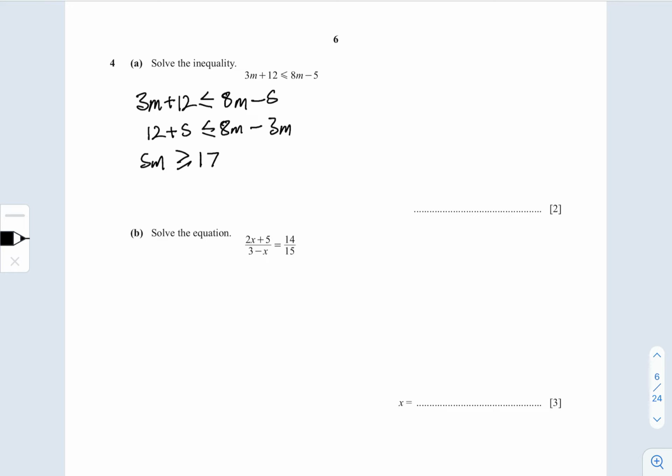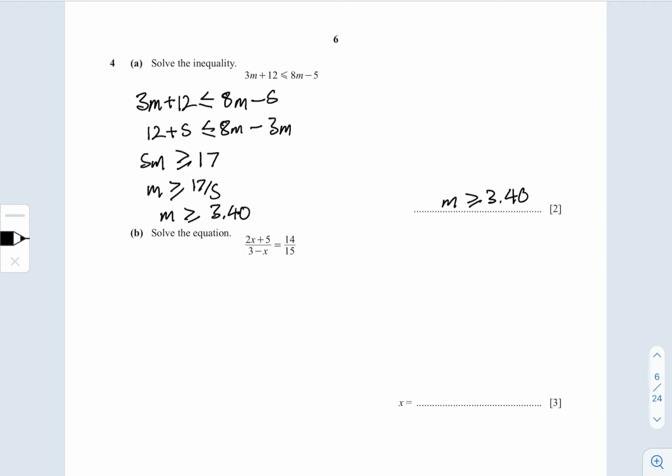So you have 5m, which is greater than or equal to 17. Now you move 5 over, which is m is greater than or equal to 17 over 5. Therefore, m is greater than or equal to 3.40. And that's the final answer.